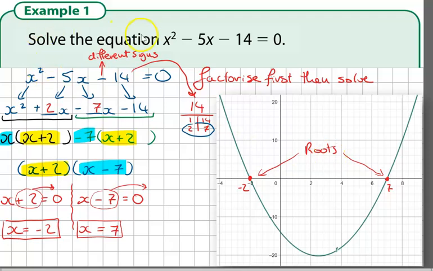So if you solve an equation, the x values that you get at the end are known as the roots of the equation, and they are the two places where the quadratic equation will cross the x-axis. So this is the x-axis here, and this is the y-axis. And we can see that the curve is crossing the y-axis at -14. So that's what the constant is up here.